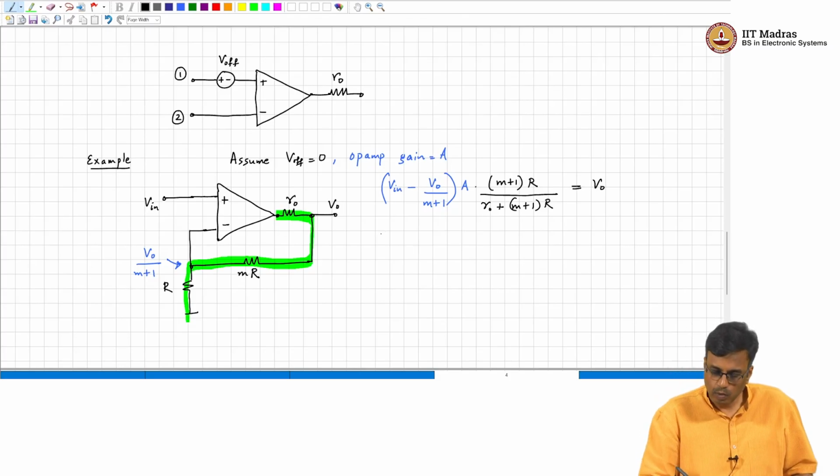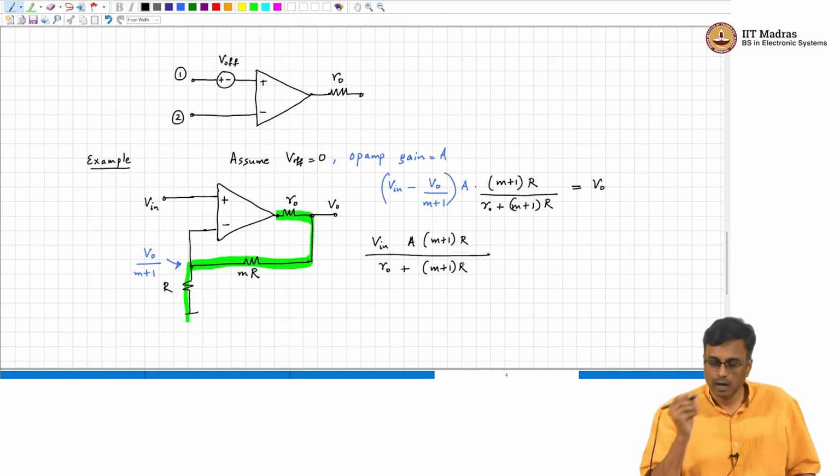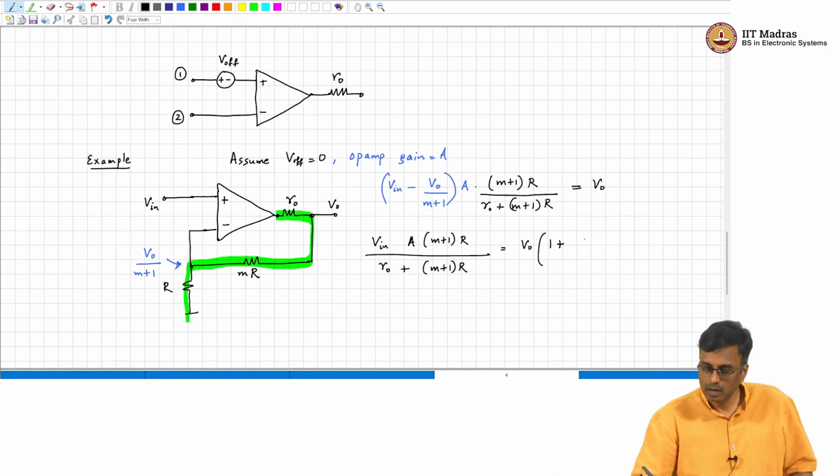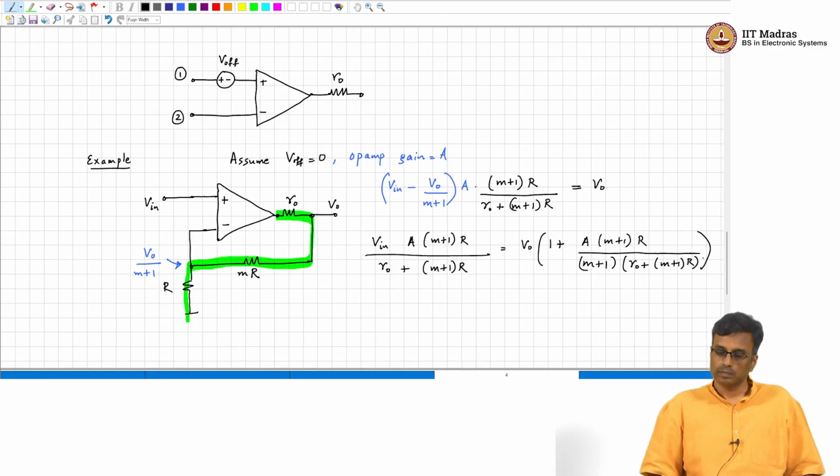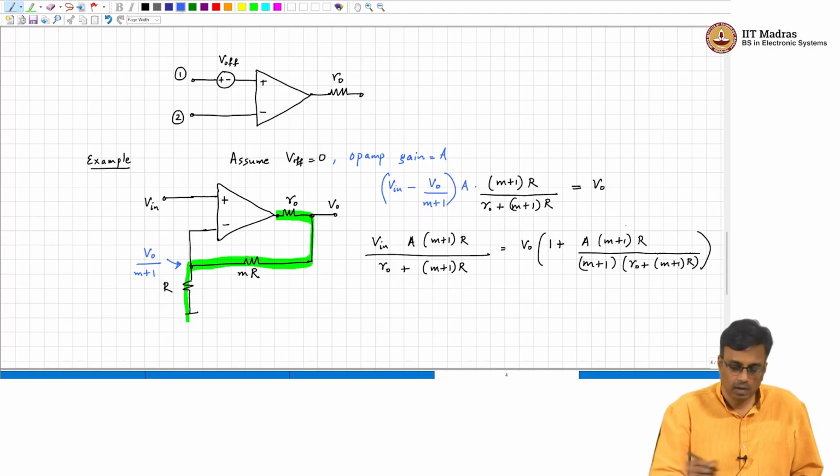All right. So, how do we do this? Basically we take all V in times A times m plus 1 R by R naught plus m plus 1 R must be equal to V O times 1 plus A times m plus 1 R by m plus 1 times R O plus m plus 1 times R. So, this goes away.